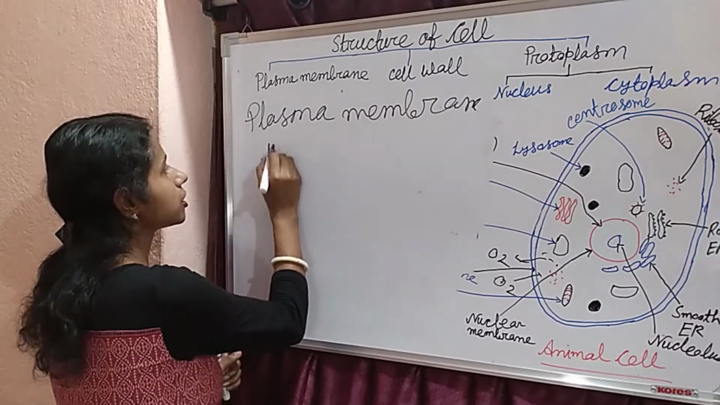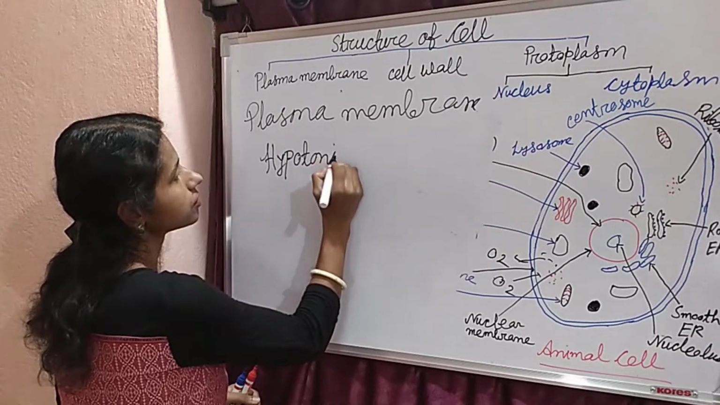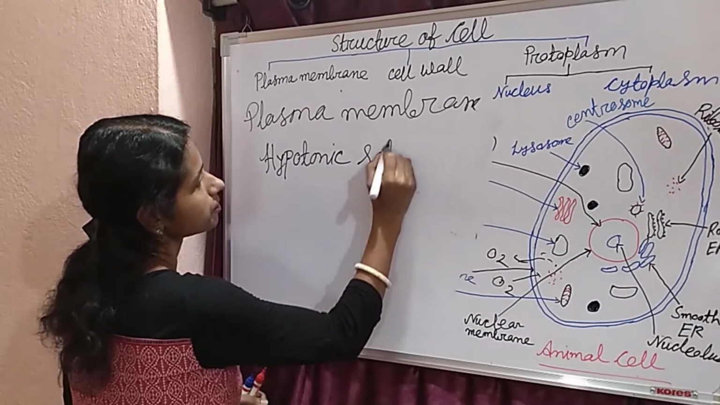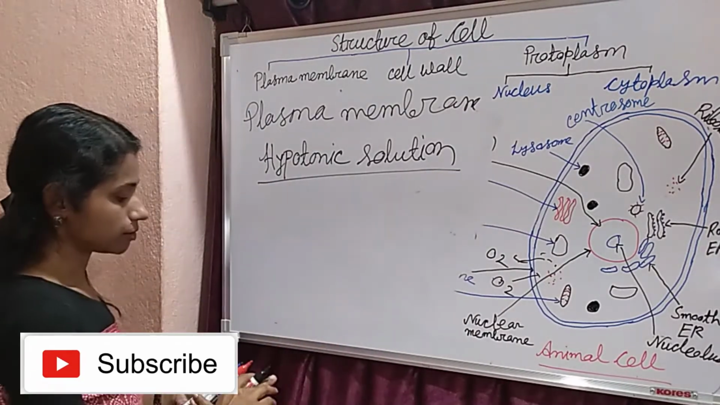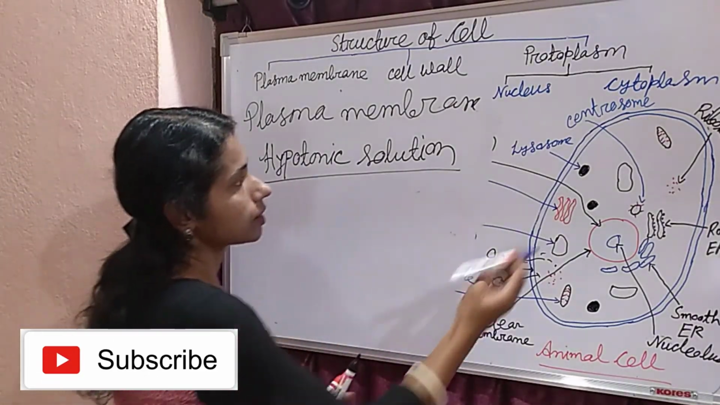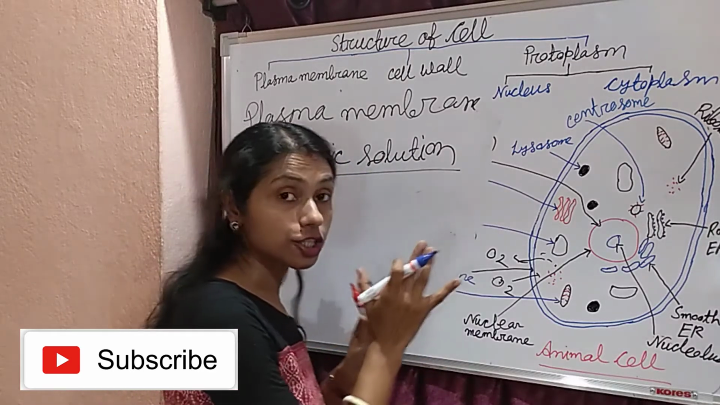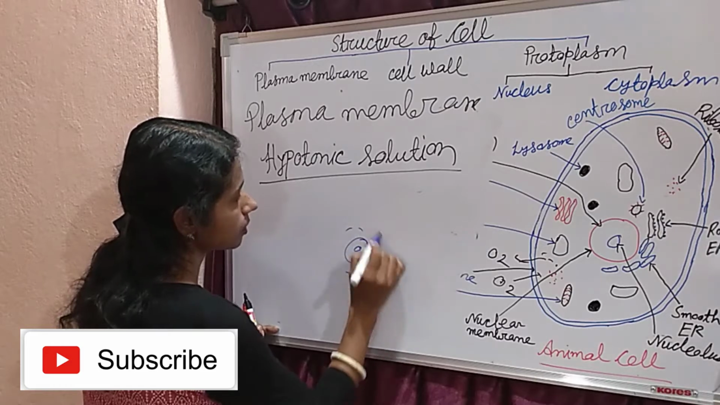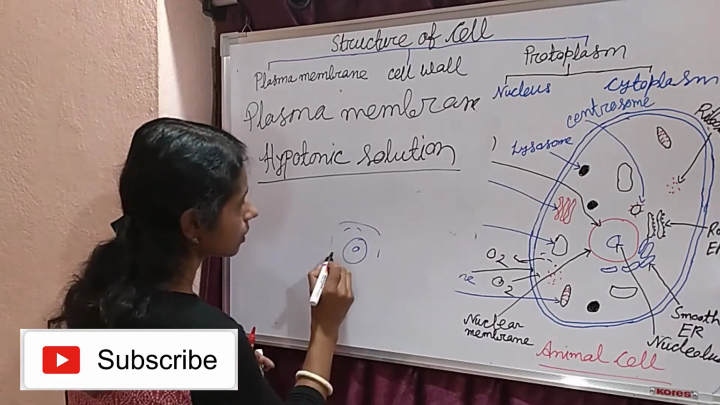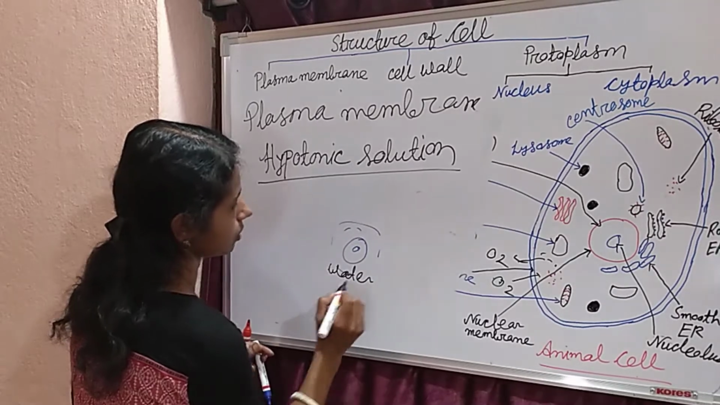Now, hypotonic solution. What is hypotonic solution? Hypotonic solution means the medium surrounding the cell has a higher concentration of water. Okay, this is the cell and the medium surrounding it has a higher concentration of water. More water concentration is here.